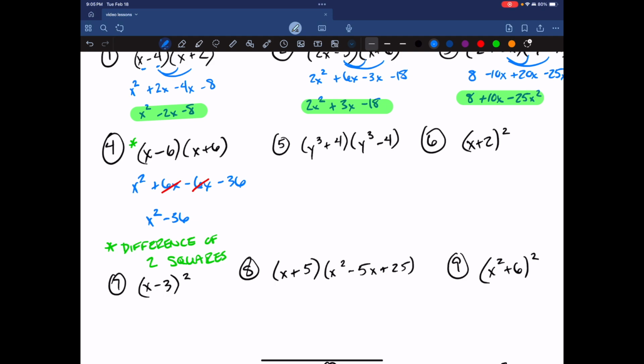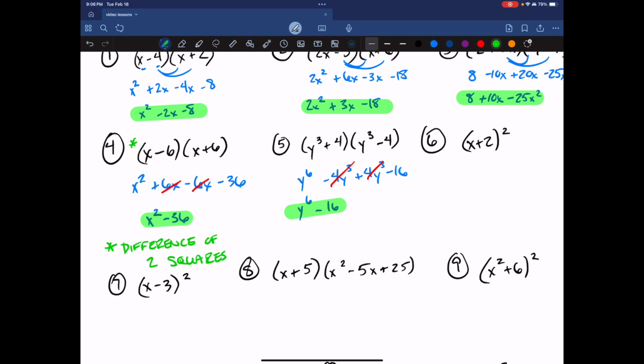Okay, so here, it doesn't really matter that this is a cubed and not a square, because when you multiply like bases, you add the exponents. So when I multiply, this is going to be y to the 6, because 3 plus 3 is 6. And then it's going to be negative 4y to the third plus 4y to the third, and then minus 16. And once again, you'll notice that the middle term falls out. So that's going to be y to the 6 minus 16. Okay, so that's my answer.